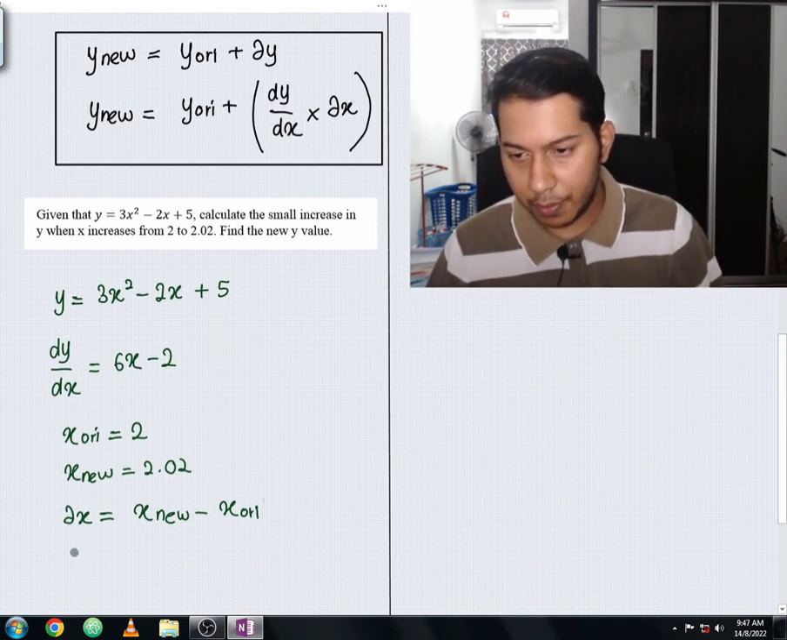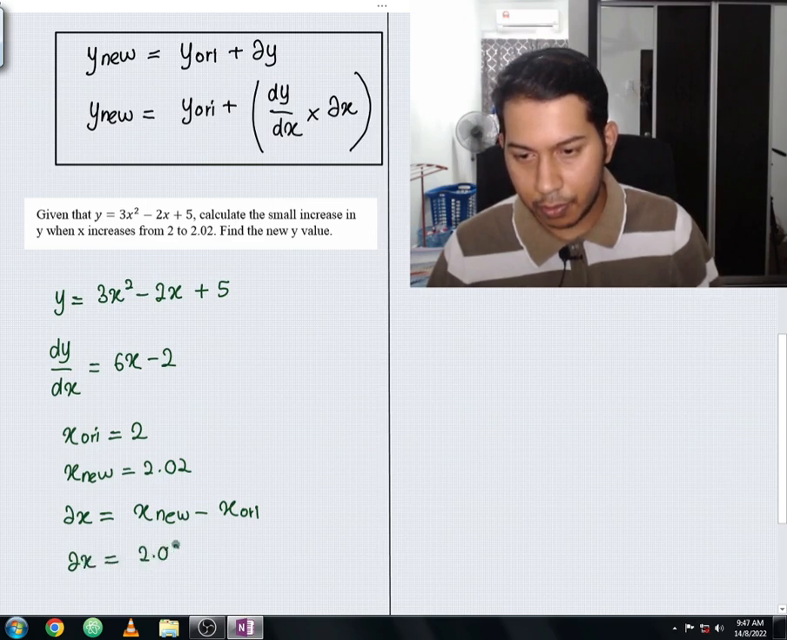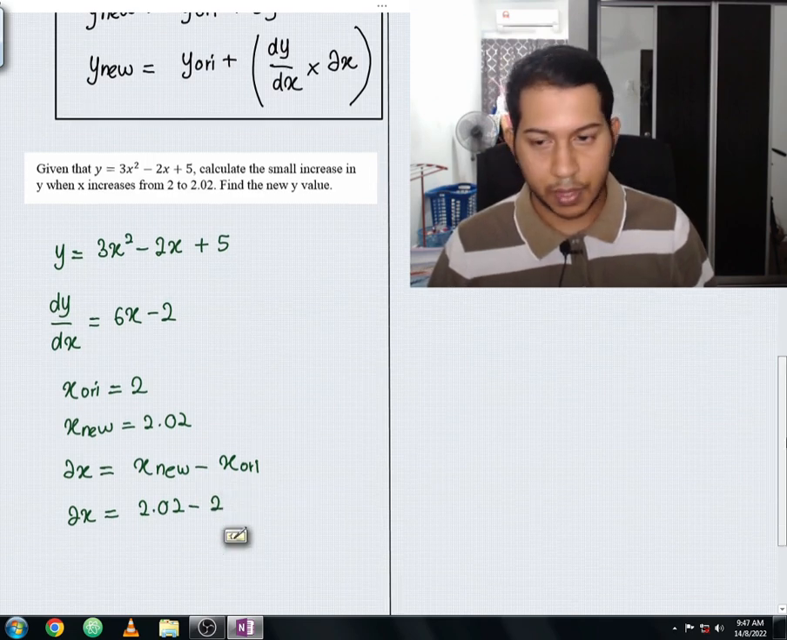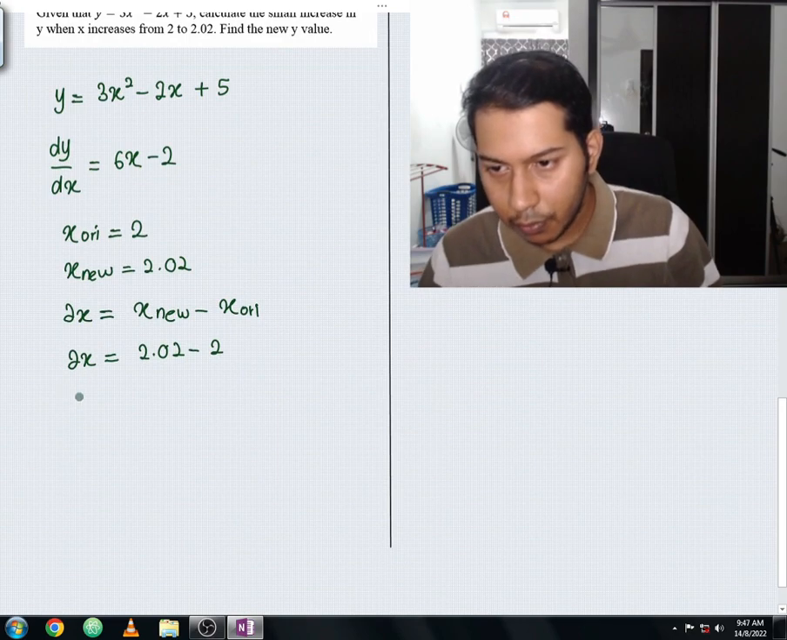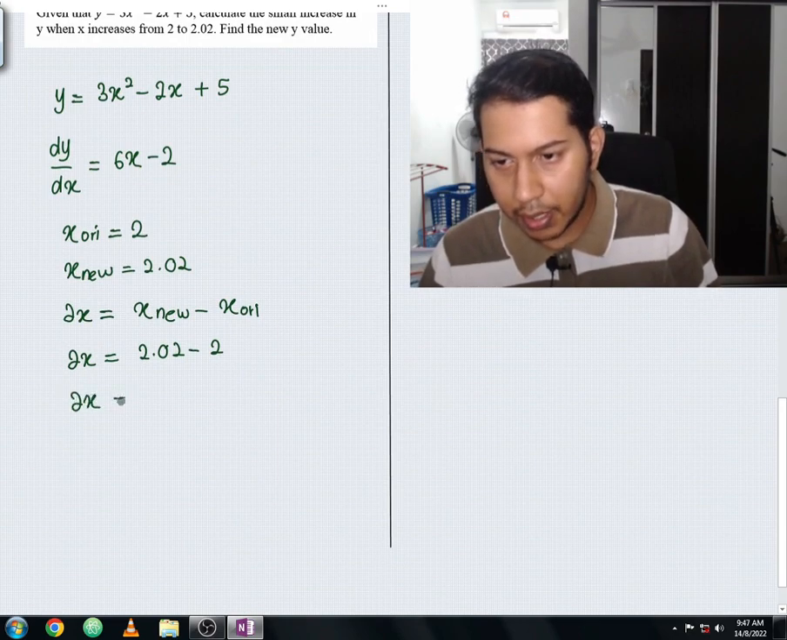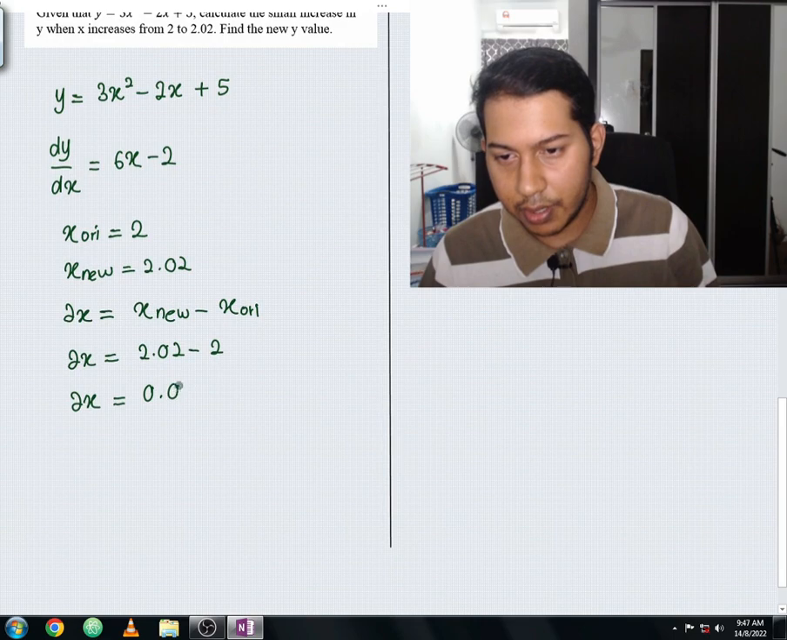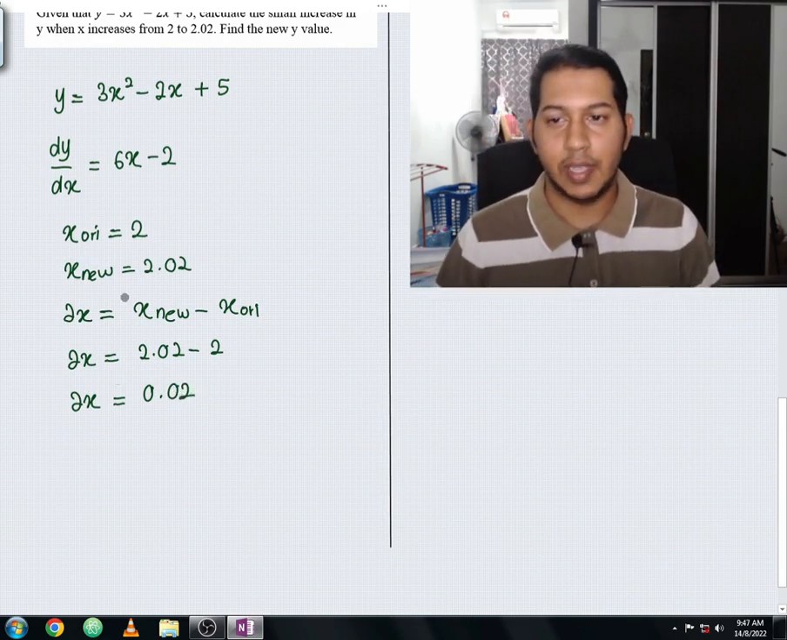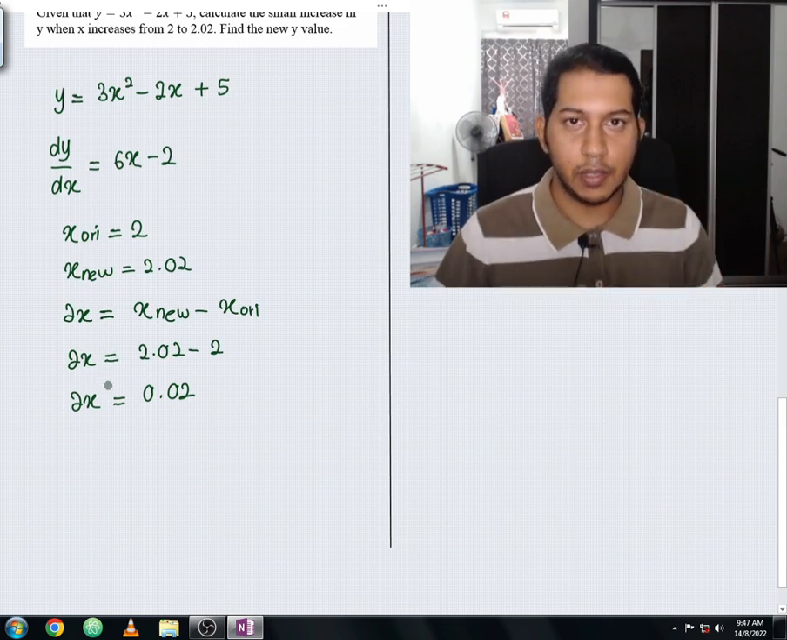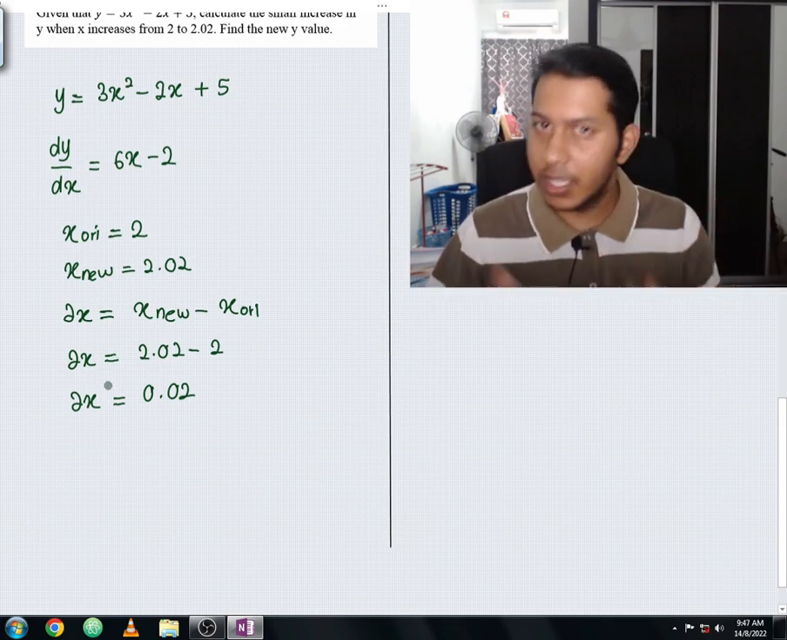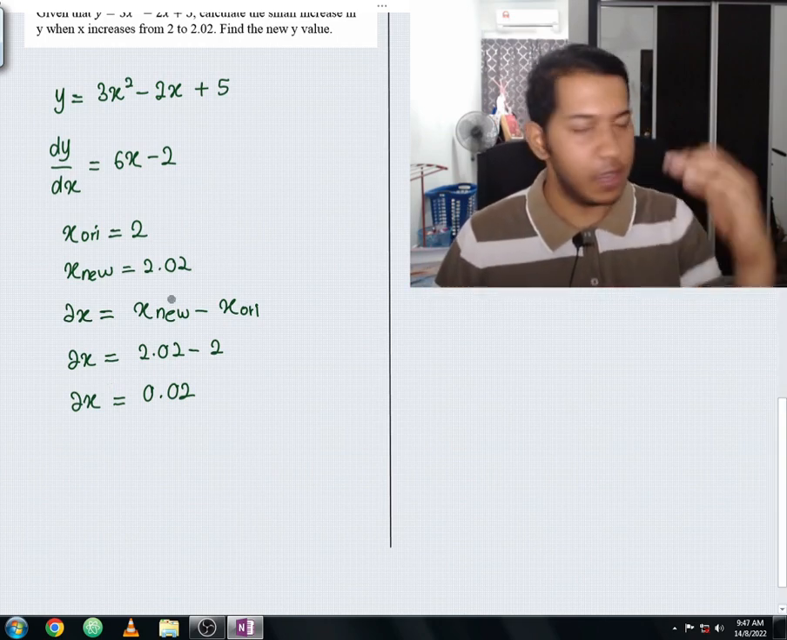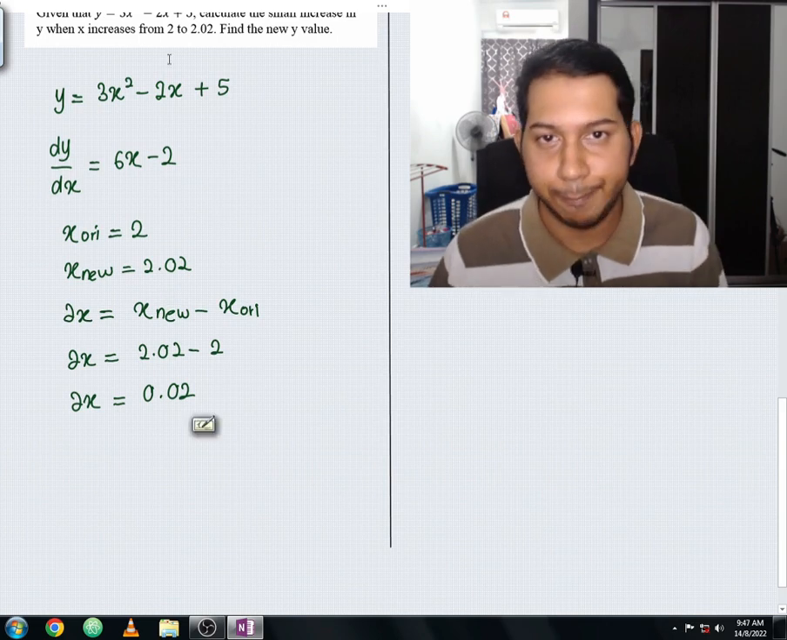Okay, so from here delta x is equal to 2.02 minus 2. So from here you get your delta x is equal to 0.02. By the way, I'm doing this for learning purposes, guys, with step-by-step working so that you can understand better. But of course, once you have done more practice, some of the redundant steps you can just omit, and then you can just jump to the answer.